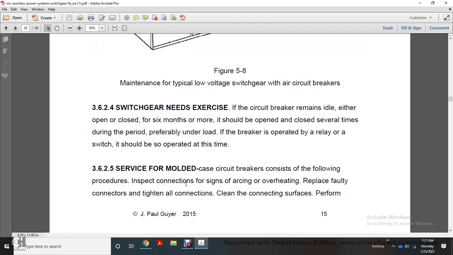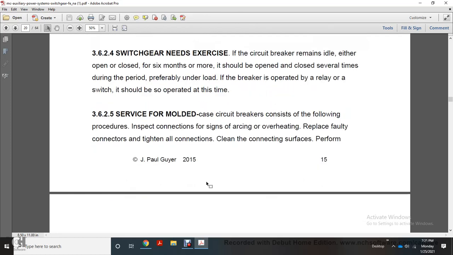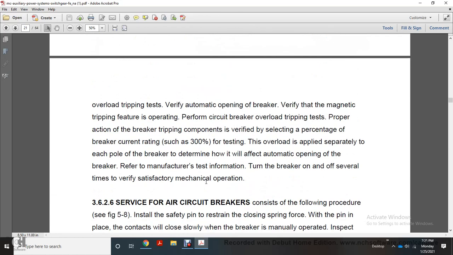Service for molded case circuit breakers consists of the following procedures: Inspect connections for signs of arcing and overheating, replace faulty connectors, tighten all connections, and clean the connection surfaces. Perform an overload tripping test to verify automatic opening of the breaker and that the magnetic tripping feature is operating. Proper action of the breaker trip components is verified by selecting a percentage of the breaker current rating, such as 300%. The testing overload is applied separately to each pole of the breaker to determine how it will affect the automatic opening of the breaker. Refer to the manufacturer's test information.